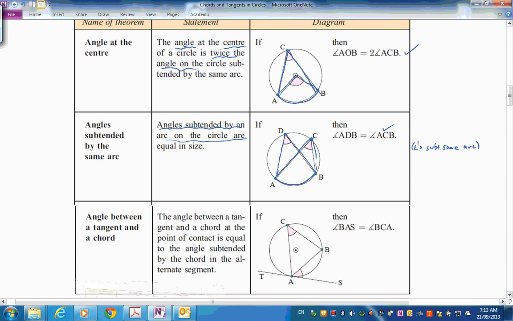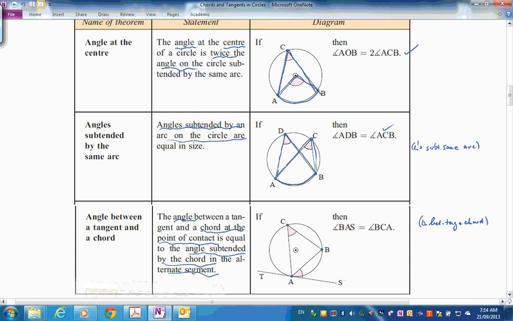Okay, the angle between a tangent and a chord. The angle between a tangent and a chord at the point of contact is equal to the angle subtended by the chord in the alternate segment. Oh, that's a mouthful. That's called the angle between tangent and chord theorem. So what would you do? Angle between tangent and chord, something like that, some little abbreviation like that.